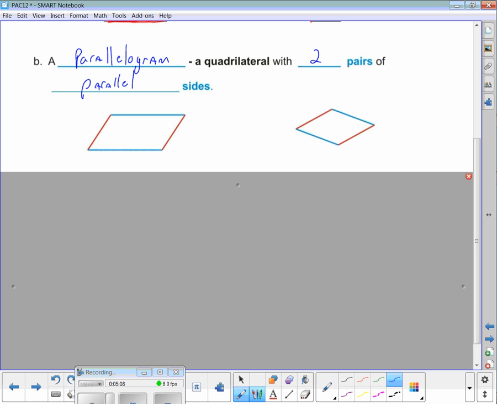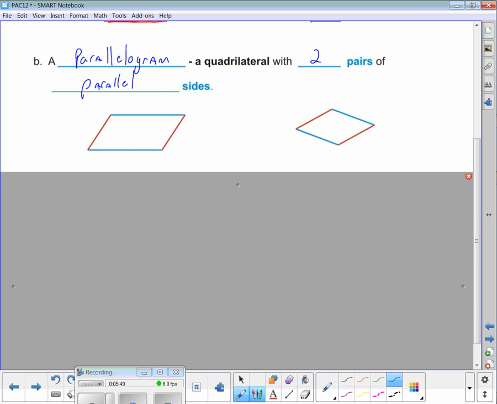P-A-R-A-L-L-E-L-O-G-R-A-M. Parallelogram. That's a tongue twister. Minus 20 points if you spell it wrong, of course. Parallelogram. Learn how to spell it. Quadrilateral with two pairs of parallel sides. And you can see by the color on your illustrations, the red sides are parallel and the blue sides are parallel. Hence, we don't have a trapezoid anymore. Technically, we do, but we're not worried about it. Technically, every parallelogram is a trapezoid, but more specifically, we get to call it a parallelogram.